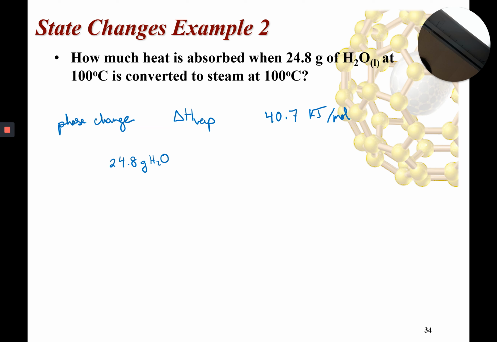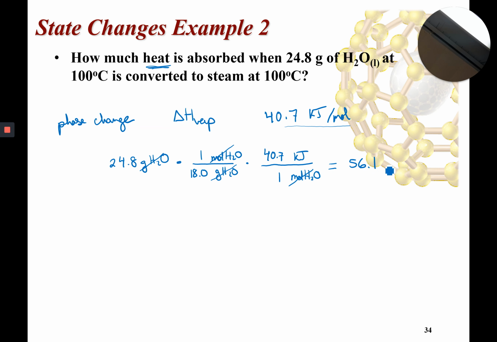And we know that we want to find heat, so we want to find joules or kilojoules, right? And we know that it's 40.7 kilojoules for every 1 mole. So I would want to change my grams to moles. So we'll put grams of water here, moles of water here. To go from grams to moles, use the molar mass. That gets you to moles of water. And then you put moles here so they cancel. Kilojoules here, and we know that it takes 40.7 kilojoules for every 1 mole of water. And that's going to give you how much heat is absorbed in order to vaporize that much water. You get 56.1 kilojoules.